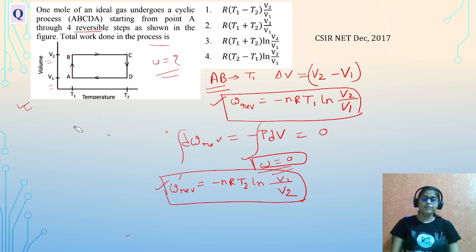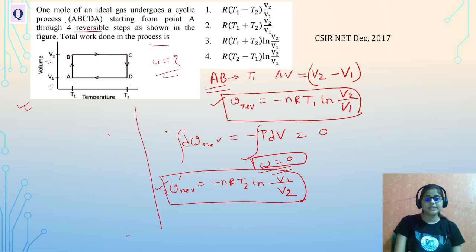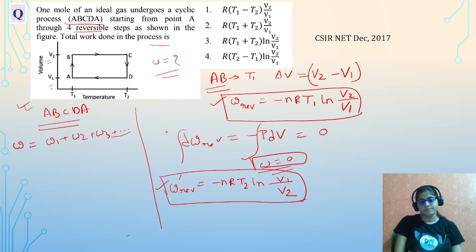Now we have to know the work done for the whole process. So process means here ABCDA, the cyclic process. For the ABCDA process, total work for any process will be W1 plus W2 plus W3 and so on. So all the works, the sum of all the works from each step, will be the overall work for a process.